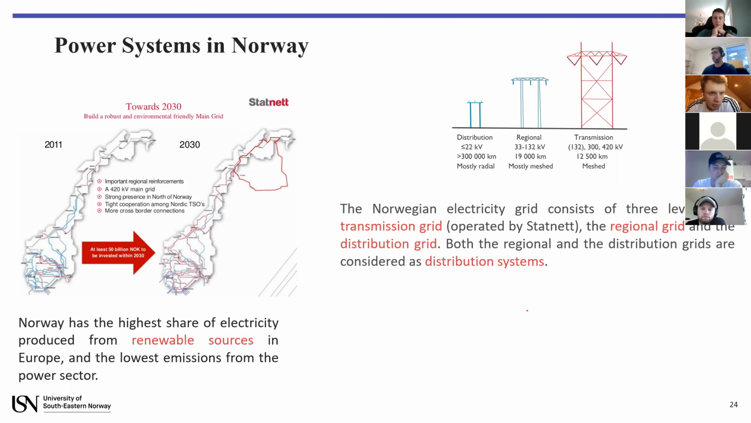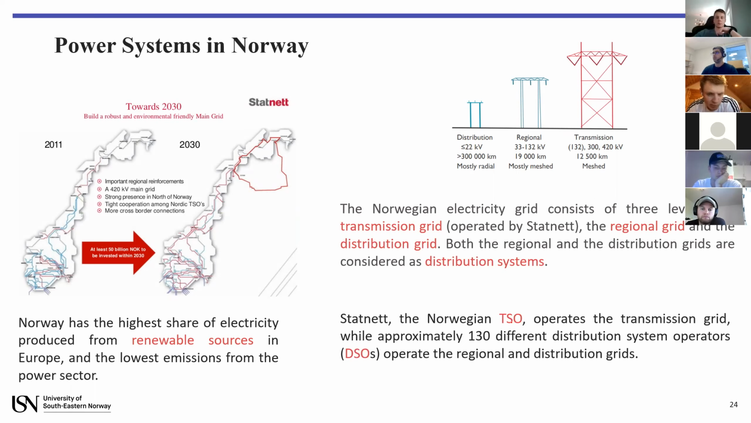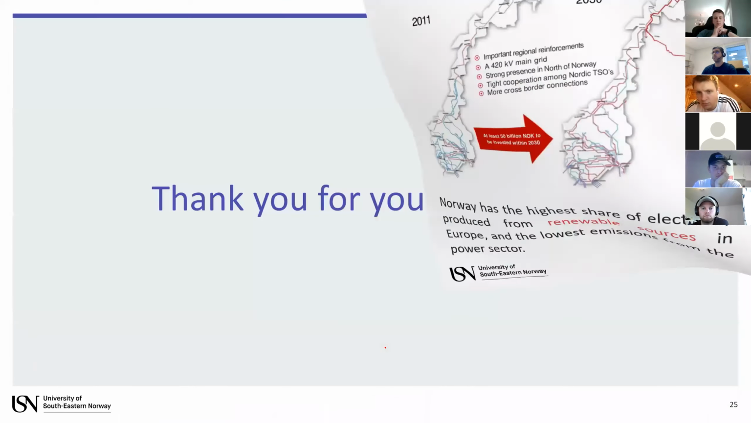And talk about that. TSO and DSO. We want to get familiar with these words. Statnett is a TSO in Norway, a transmission system operator, and the DSO is the distribution system operator. We have one TSO in Norway, and it is Statnett, but we have different distribution system operators in Norway. Yes, it was a simple introduction to power systems.